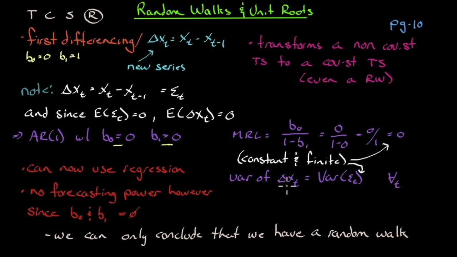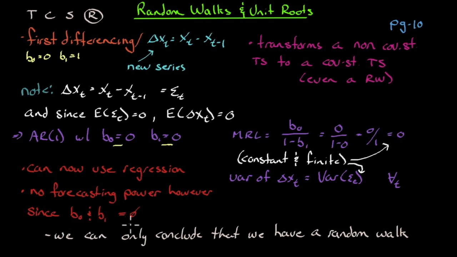And the variance of the change of the first difference is just the variance of the error term for all t. It is not additive. Why? Because we have a mean reverting level. So it's not additive. We can now use regression. However, here's the problem. No forecasting power, however, since b0 and b1 are equal to 0.